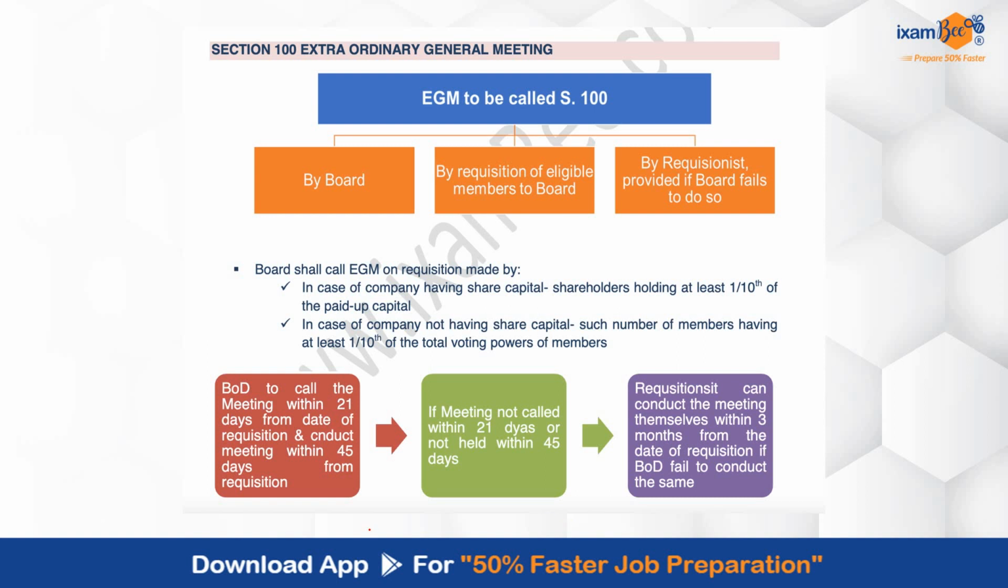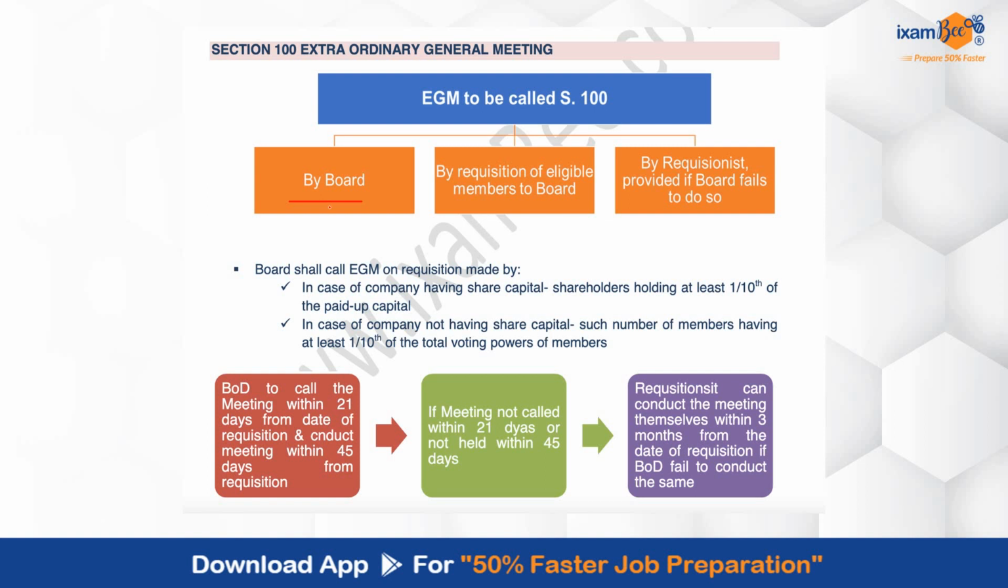Now this EGM can basically be called by the board on its own, suo motu you can say. It could be by the requisition of eligible members to the board that EGM आप conduct करो, hold करो, and requisitionists they themselves can go ahead if in case the board fails to call the EGM.